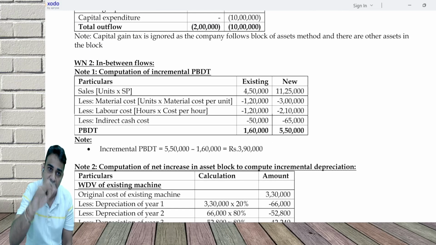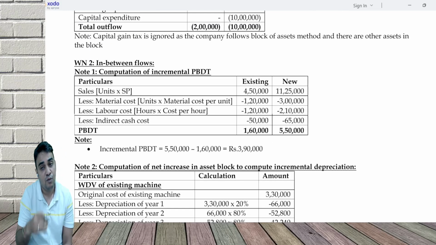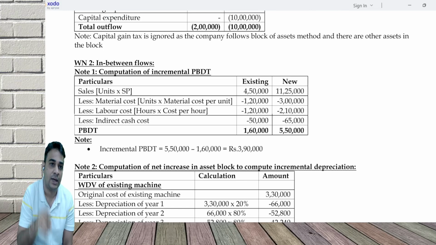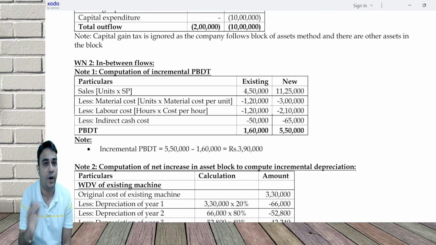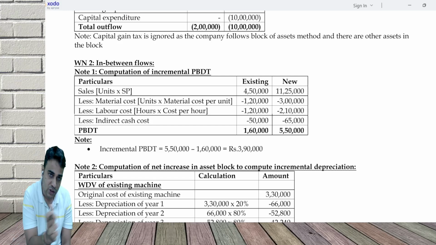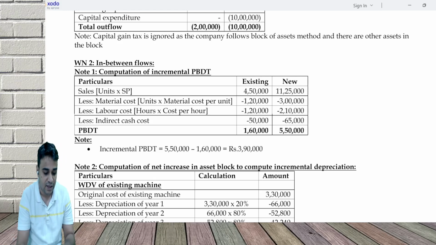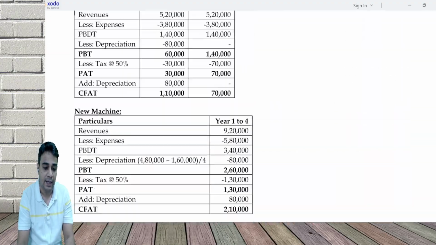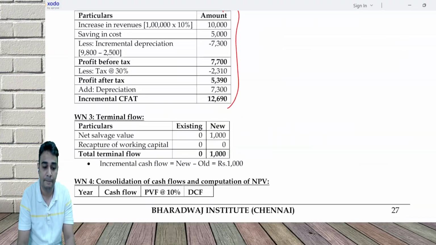You do separate analysis for new, separate analysis for old. Will it take extra time? Yes, in this question it will take you extra time, but you don't know when to do, when not to do, and it will take you a lot of time. You will not understand when to do, when not to do. So let's not get into all this. New separately, old separately.